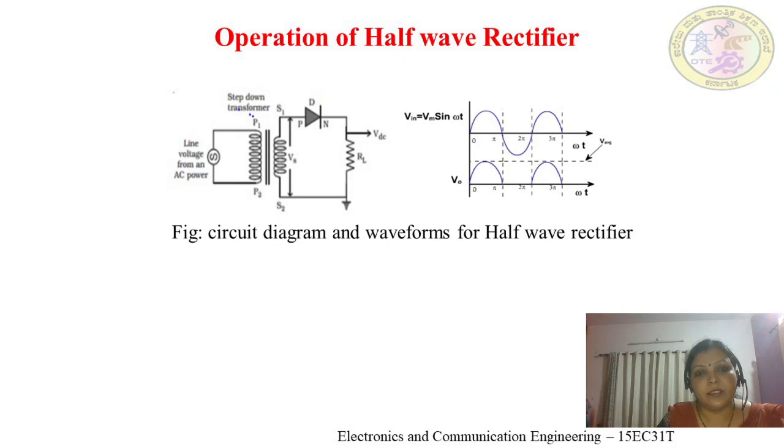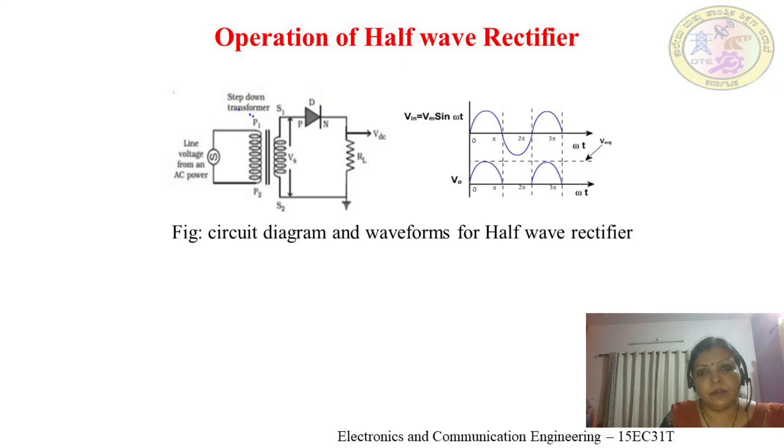Okay. The secondary of the transformer is connected to S1. During the positive half cycle, S1 will be positive, S2 will be negative. So, considering the positive half cycle, S1 is positive and S2 is negative. It is connected to the P of the diode. Diode D is a PN junction diode connected in series with the load resistor RL.